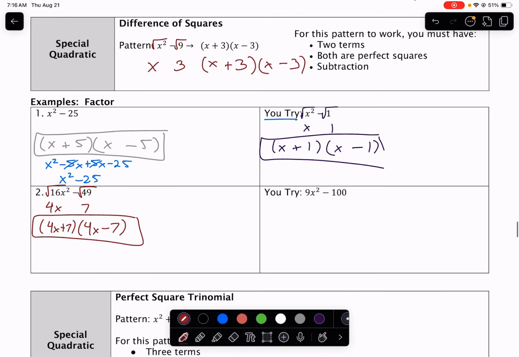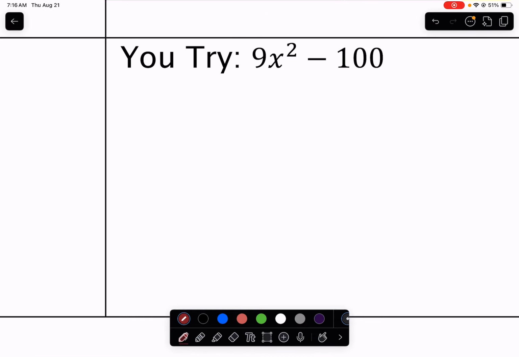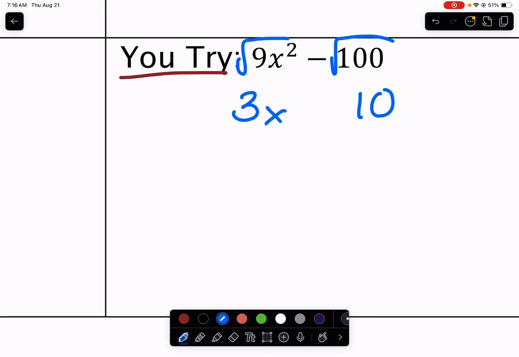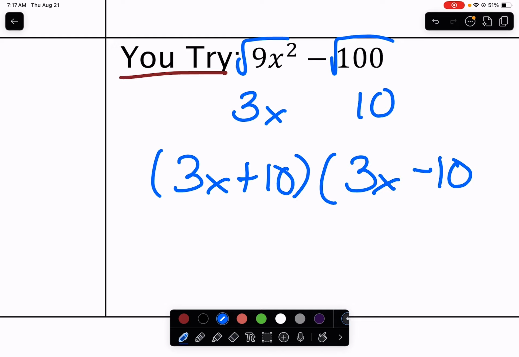All right. Go ahead and pause the video, and I want you to give this U-Try a shot. So we've got two terms here. We can square root both of them, right? So we get 3x and we get 10. So our answer is going to be 3x plus 10 and 3x minus 10.